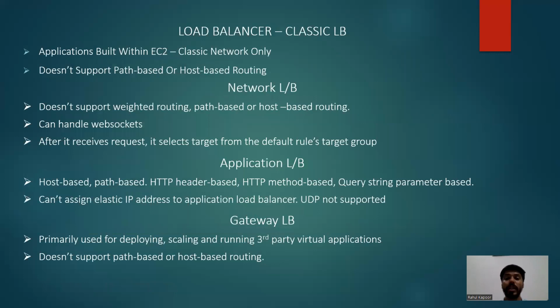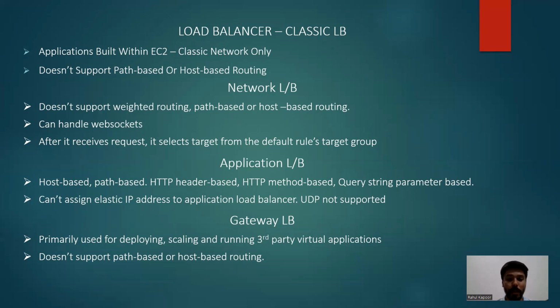Then we have different kinds of load balancer, like classic load balancer, available within EC2, classic network only. It does not support path-based or host-based routing. Then we have network load balancer. It does not support weighted routing, path-based or host-based routing. It can handle WebSockets. After it receives a request, it selects a target from the default rule's target group.